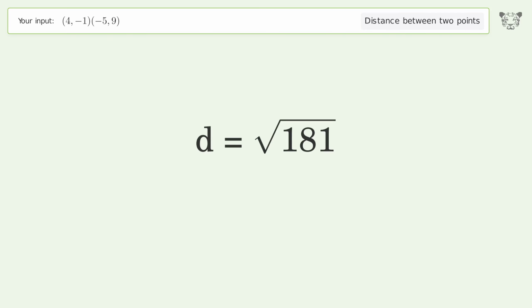And so the distance between the 2 points is the square root of 181, or 13.454.